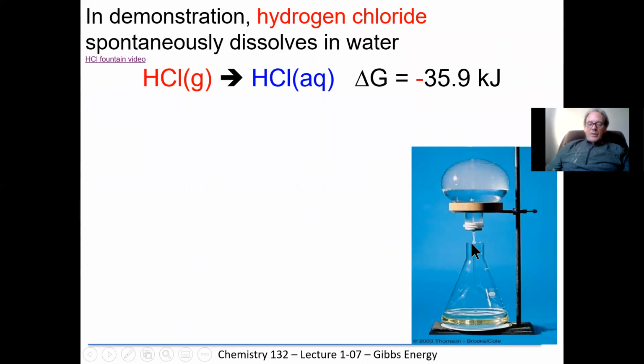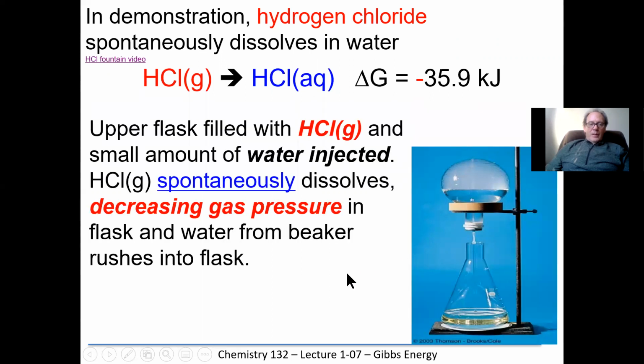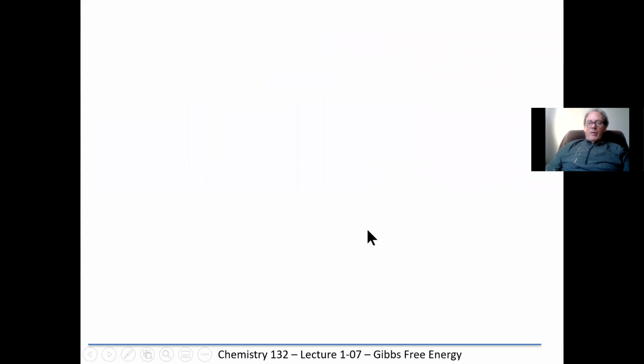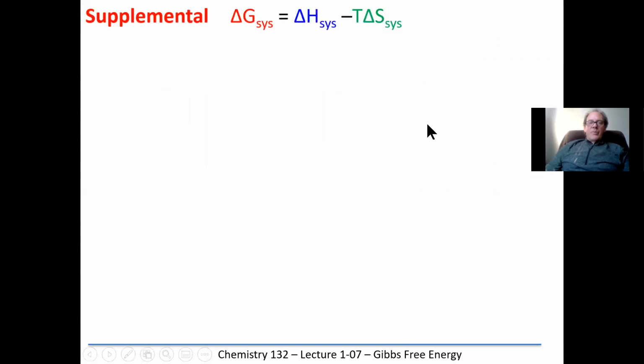This is the finished product. There is no cabbage juice here. This is another picture just showing it. And we talked about what happened. There's the explanation again. Gibbs energy appears to work. It raises the water. So delta G of our system, of the hydrogen chloride gas dissolving in the water, is equal to delta H system minus T delta S.